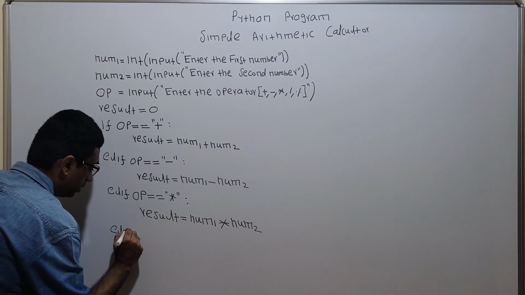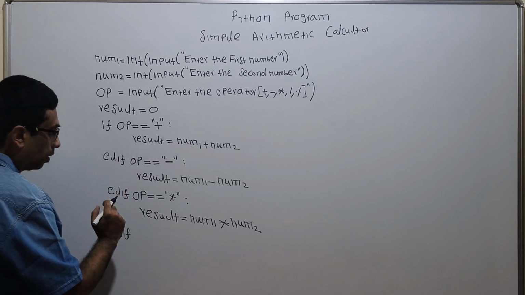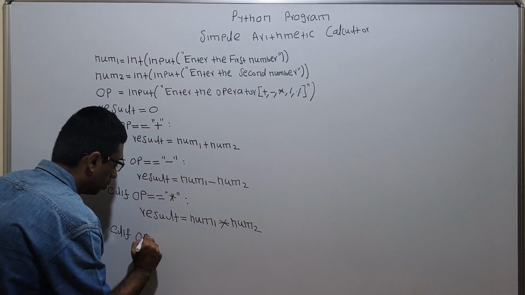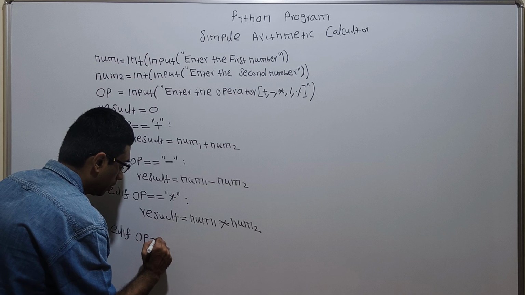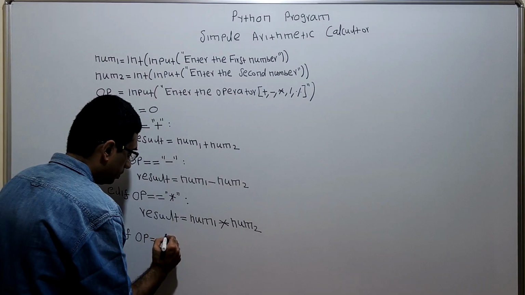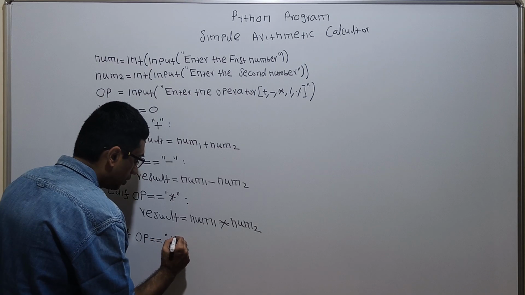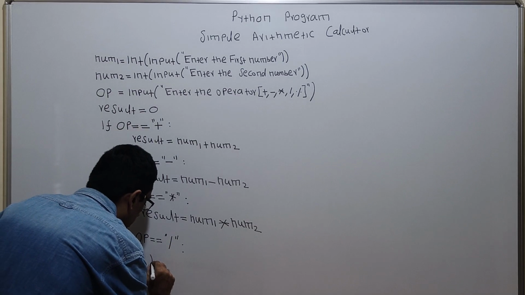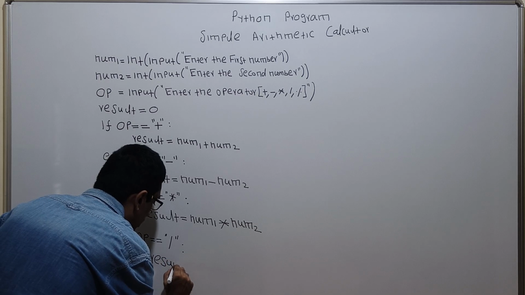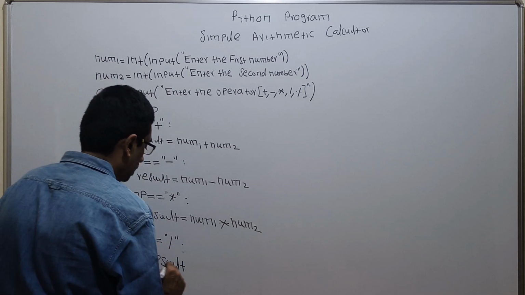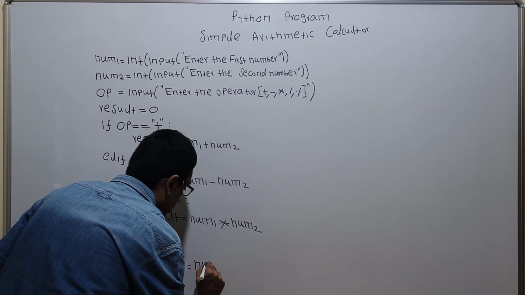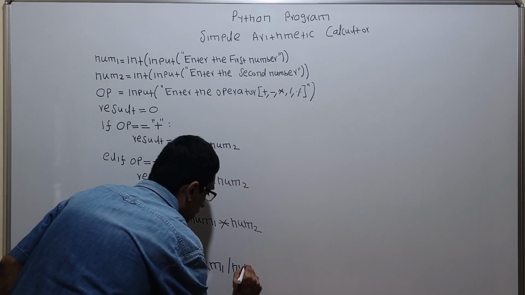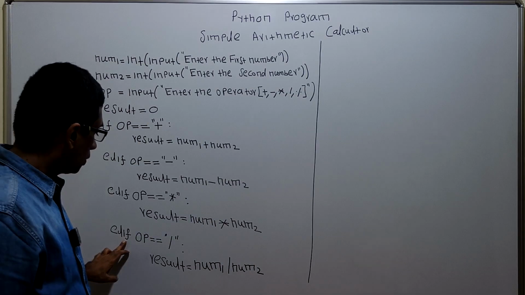If this condition is false, the control will come to the next statement. I am writing elif op == '/': colon. result = num1 / num2. So this is also false.